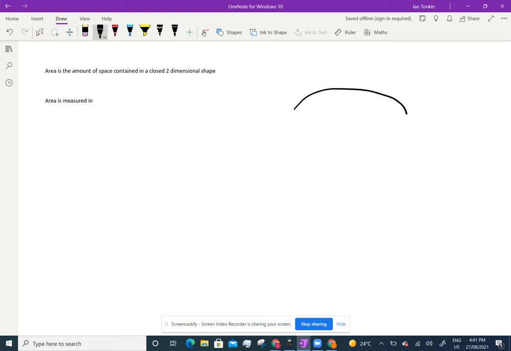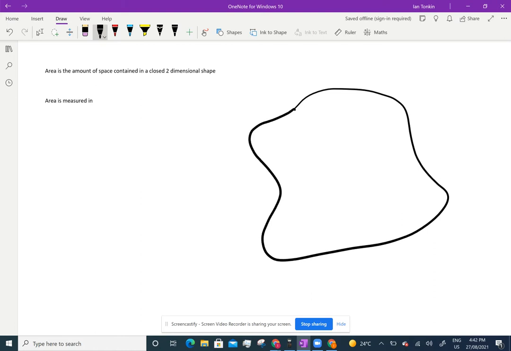Now, the next thing is, how is area measured? So there's a closed 2D shape. How do we measure area? How do we work out how much space is in that? Well, we could measure it in circles. We could say that this area has 100 metre circles in there. But as you can see, if I'm drawing these circles, I'm getting lots of little gaps in between. So circles are not a good way to use area because they have gaps.